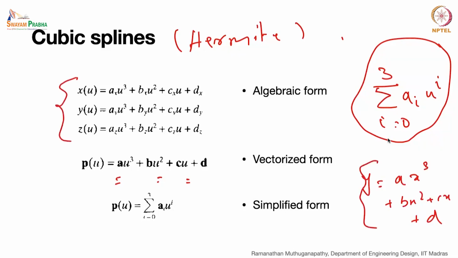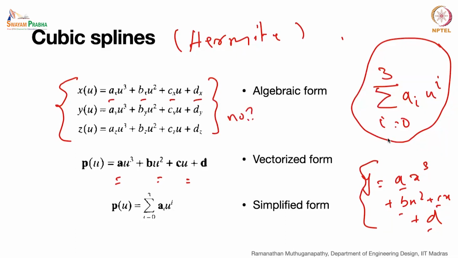Now you can see that you have four coefficients here, a, b, c and d, for you to manipulate or identify. Whereas if you write this in parametric form, how many coefficients do you have? Four for each coordinate. So the total number is how much? You have 12 coefficients, as opposed to 4 coefficients in your usual explicit form.